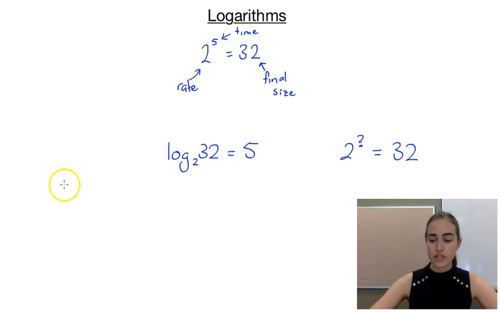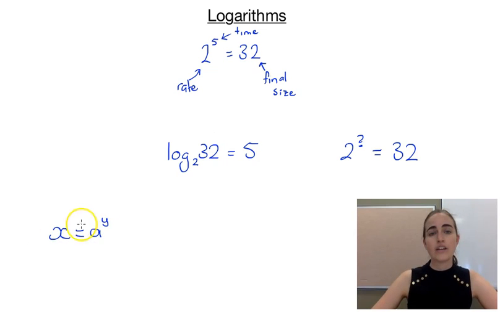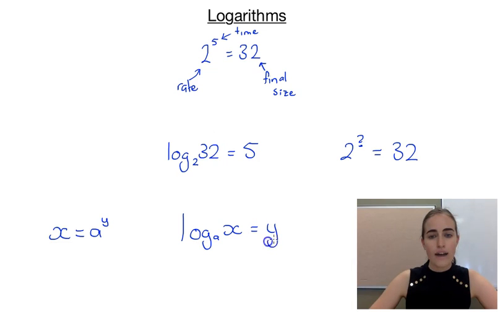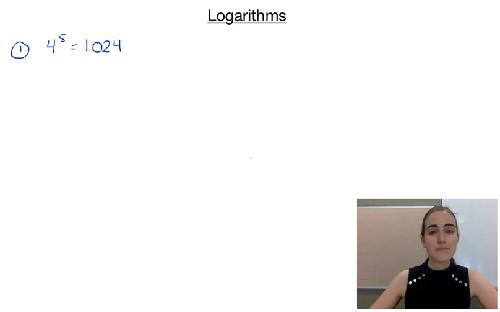To write that more generally, we're going to write x equals a to the y. So this is index notation. If we want to then rewrite that in log notation, we would write log the base a of x is equal to y. So we're saying a to the power of what is equal to x, and it's a to the power of y. So these two equations mean exactly the same thing, it's just different ways of writing it. So let's have a look at some examples.